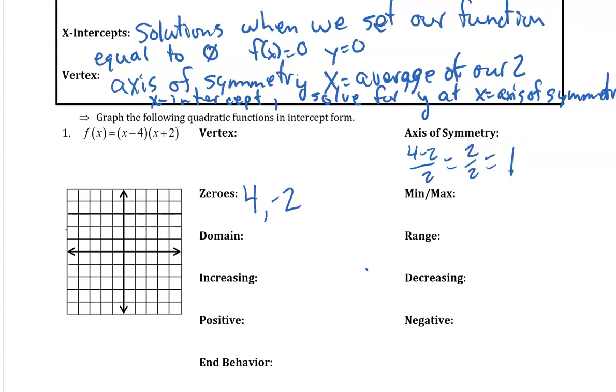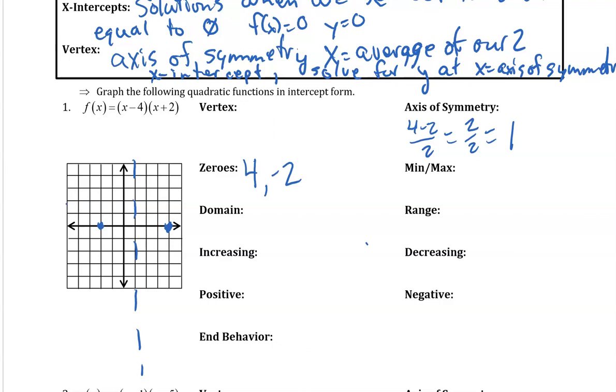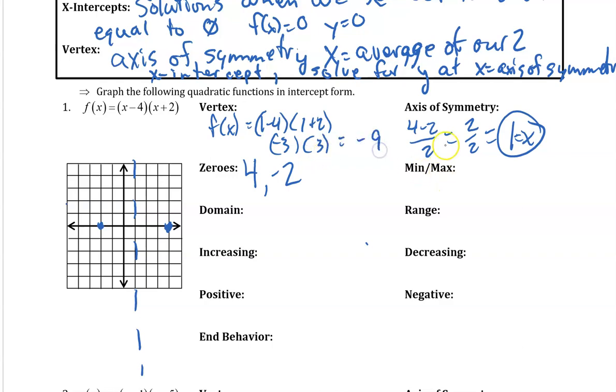gives us positive 1. So we'll plot our two zeros at 4 and negative 2, and we'll draw in our axis of symmetry at positive 1. Now we want to find our vertex, so we'll plug our x value back in. So f of x would equal 1 minus 4 times 1 plus 2. Negative 3 times positive 3 equals negative 9. So our vertex is the point 1, comma, negative 9.